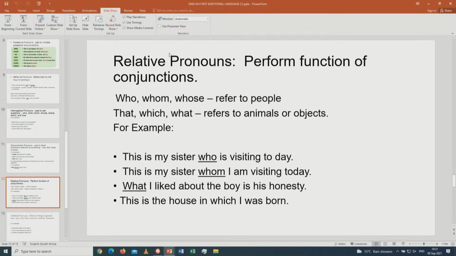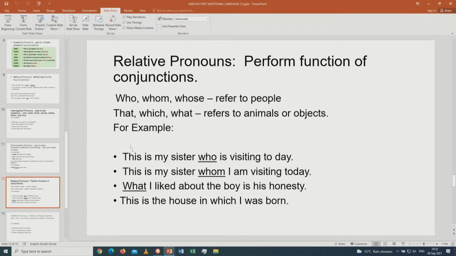Relative pronouns. Relative pronouns perform the function of conjunctions. We know conjunctions, we use them to combine or to join sentences. Relative pronouns that we have here, examples: who, whom, whose. These three, who, whom, whose, particularly refer to people. They are only used when we refer to people. That, which, what, refer to animals or objects, either animals or objects.